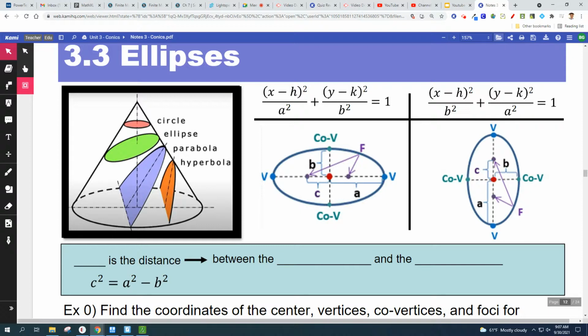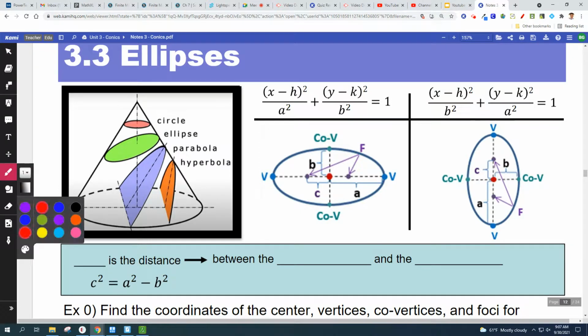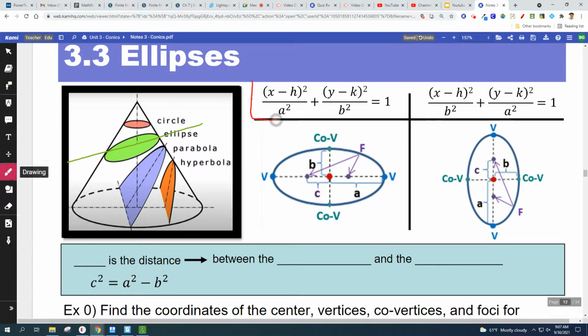3.3 is an ellipse, and again, we're talking about a conic section. And in this conic section, if you cut it at this angle, it's going to make kind of an oval shape, or an ellipse. Your equation looks like this, or it looks like this. And without the numbers in there, it's hard to tell what's happening.